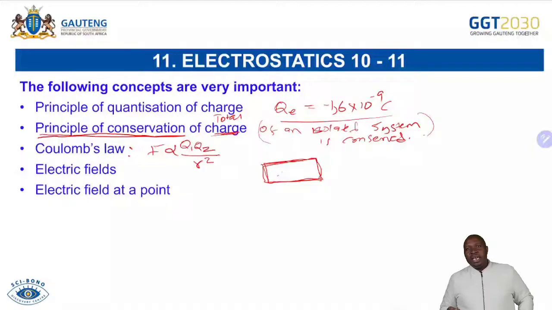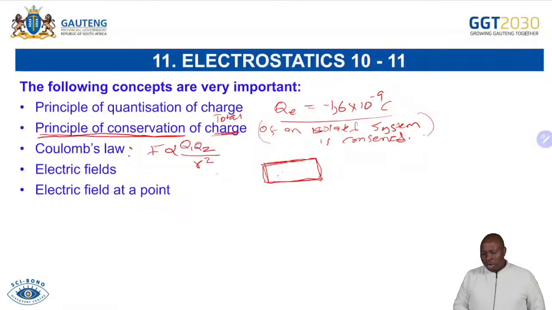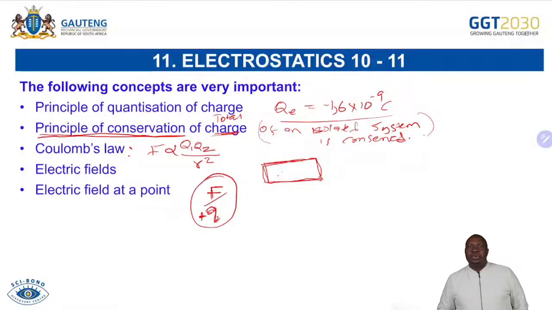And then electric field at a point. We said electric field at a point is the force experienced per unit positive charge placed at that point. Don't forget, per unit positive charge placed at that point. So you are armed with all this information as you go to solve the problems.